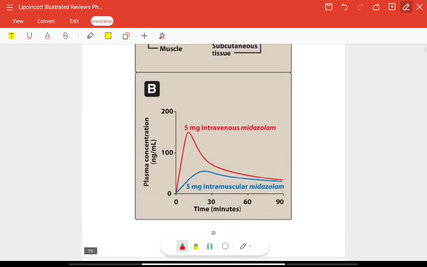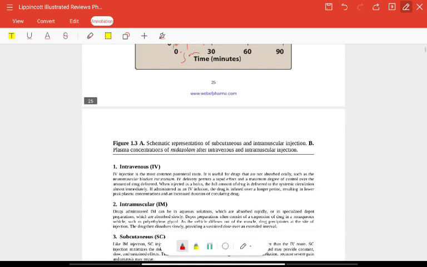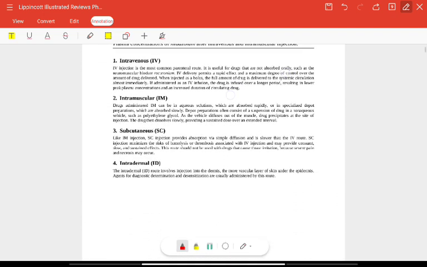Now here you can see the plasma concentration curve, for an IM injection of midazolam 5 mg and IV. The IV concentration immediately reaches the peak, it may be just 5 minutes, whereas the IM injection gradually increases the concentration and then gradually decreases, and it requires time because there is a process called absorption. Now these are the 4 routes.